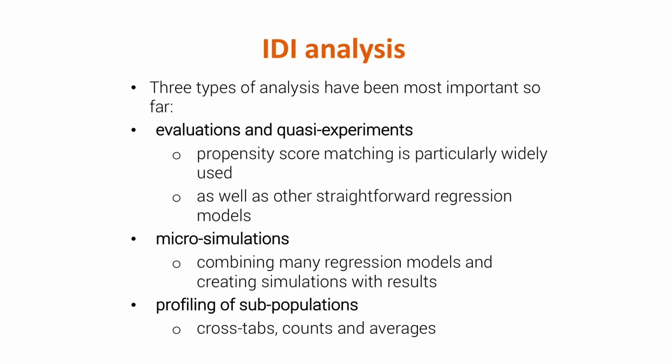And so there are really three major ways in which the IDI is currently being used. Evaluations and quasi-experiments, so as opposed to a true experiment where you might have an intervention and a control, and that's allocated in a very non-random way, the quasi-experiment works through how you can nut that out, and propensity score matching is quite often used.